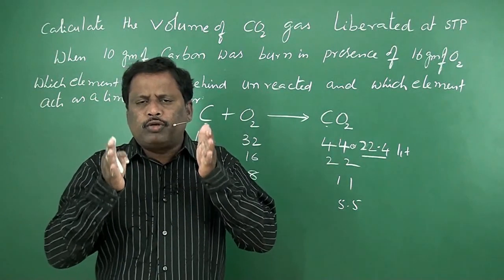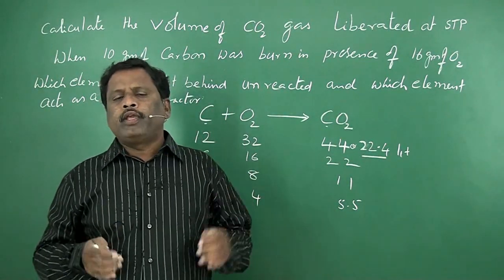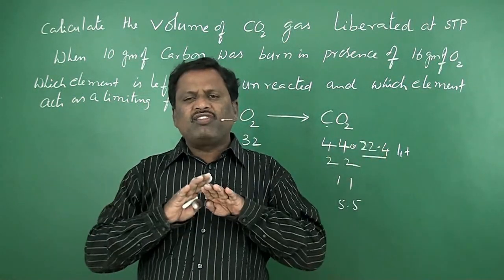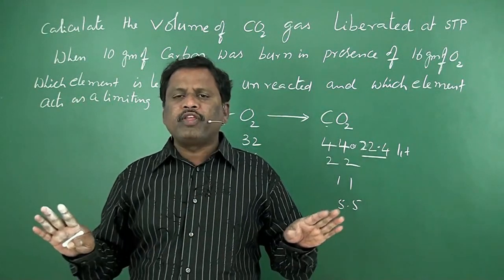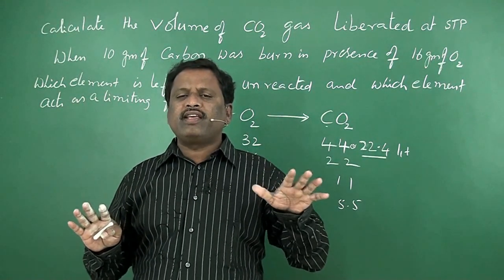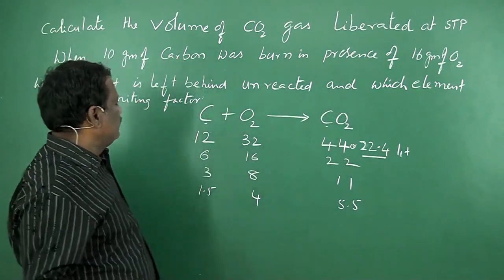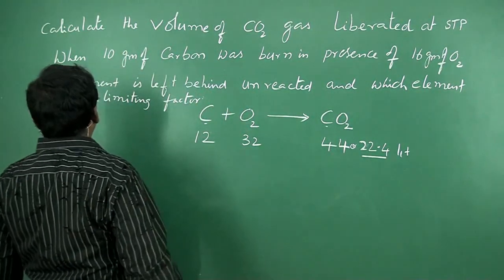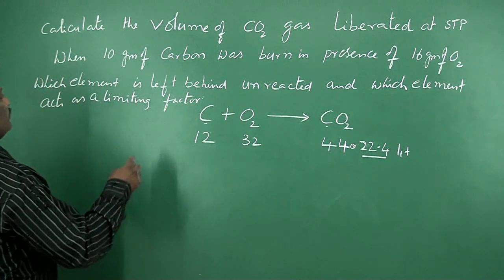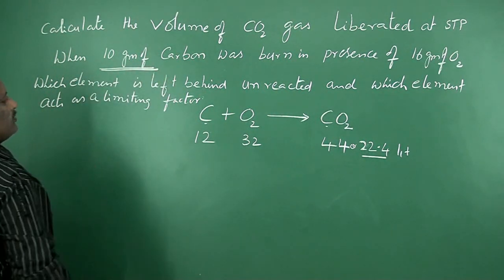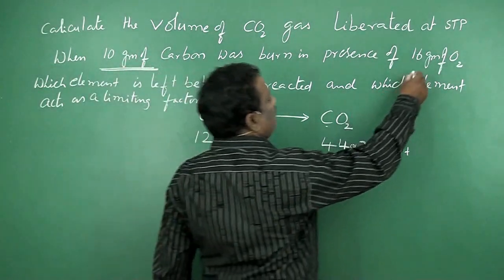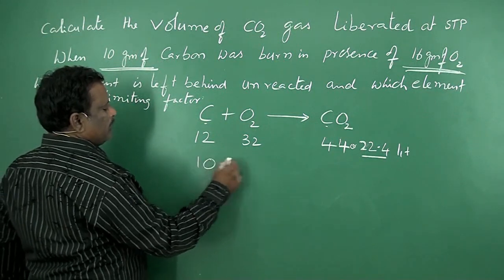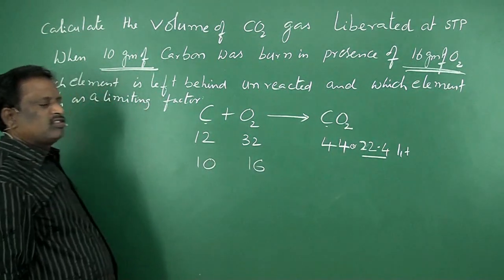So always they should be in this proportion only. According to the stoichiometric proportions only, they will react. The reaction will not go to completion if any substance is present in a lesser quantity. Now, let us come to the present problem. What have they done? 10 grams of carbon was burned in presence of 16 grams of oxygen.